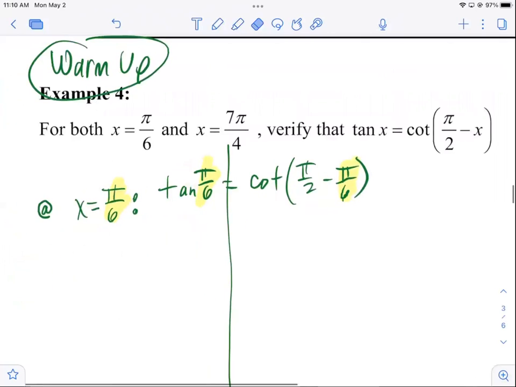Now you're going to know in advance if something is truly an identity or not. If I ask you to find a value that shows that it works for several, then you know it's going to be an identity. But just because it works for pi 6 and 7 pi fourths, in general that's not going to mean that it works for all of them, right? So this is called verification.